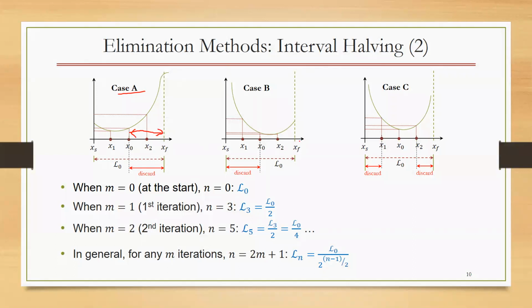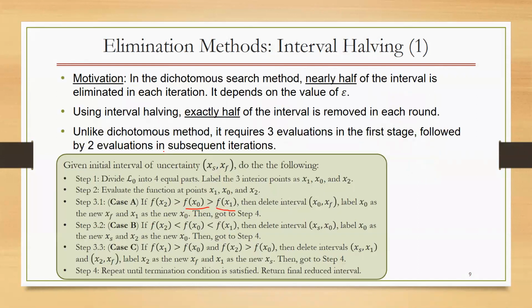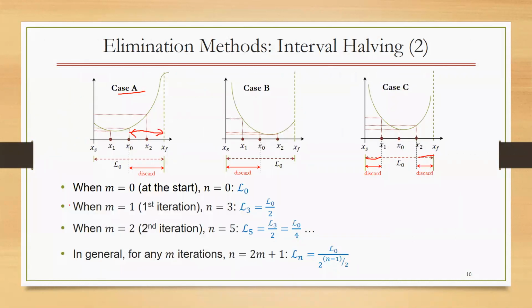Similarly, if you have the function on the other side and we do the same thing, we can say that we can discard the first half. And what happens if the optimal point is between x1 and x2? In this case, which is case C, you can discard this 1/4 and this 1/4, which together is also exactly half. So in every iteration, for every case, we see that it eliminates exactly half of the interval, which is good.